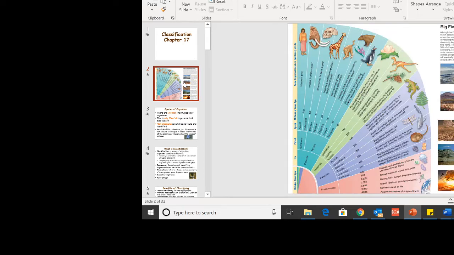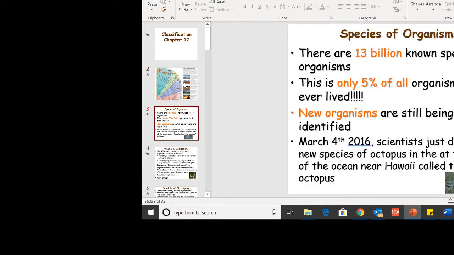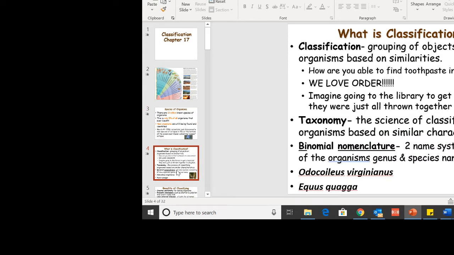As you look through the slides, and I'll post these again just so they're easy to find, there are 13 billion known species of organisms, and that's only 5% of all that's ever lived. We're still finding new organisms every week, every month, every year. Some of the most important things to look at here: why do we classify things, and how? We naturally just love order. It'd be tough to find toothpaste at Walmart if they didn't put it with like items. If they put the toothpaste next to the books, that'd be really difficult to find.